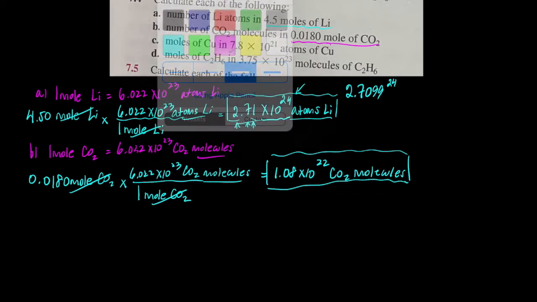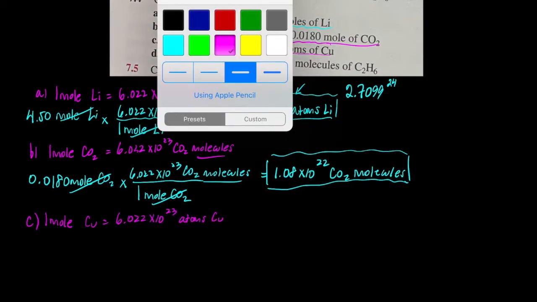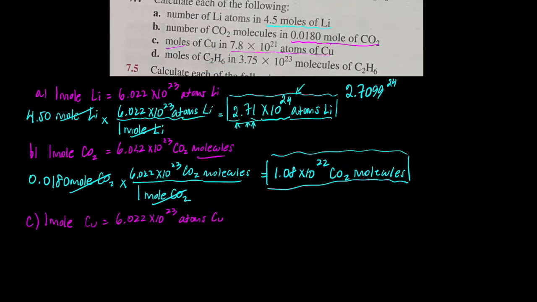For part C, we are starting with atoms, and we want moles, okay? So what we need to do here is once again write out the equivalency. 1 mole of copper is equal to a gazillion atoms of copper. Okay, then we do the dimensional analysis. The problem starts us off with a quantity of 7.8 times 10 to the 21, and the units there are atoms of copper.